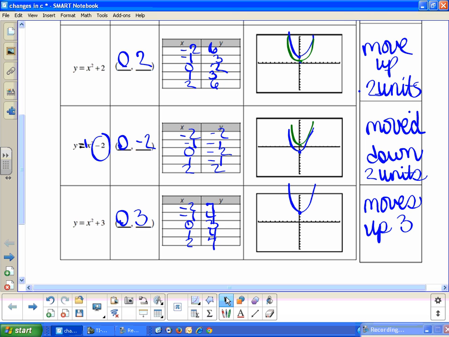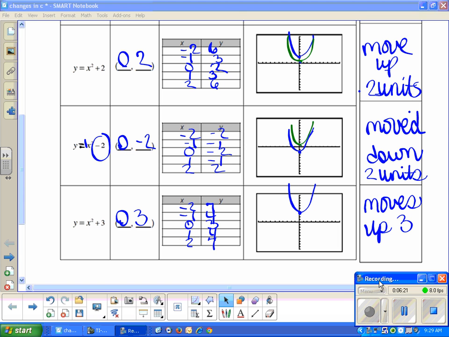Whatever happens at the end, positive moves it up, negative moves it down. In front, that's going to change your width or your direction. Anything else we add in, we have to take that into account. So it may adjust it a little bit, and we'll talk about those as we get to them. But these are our basic ideas.